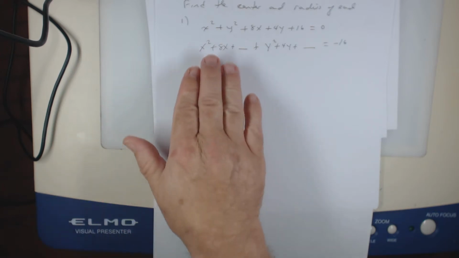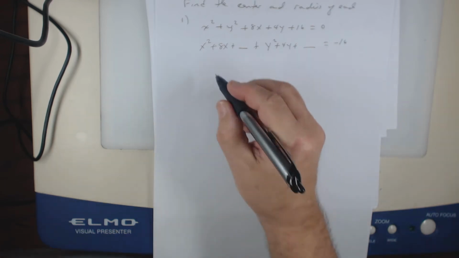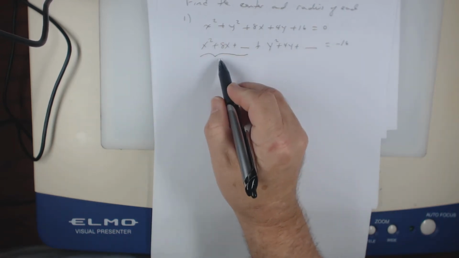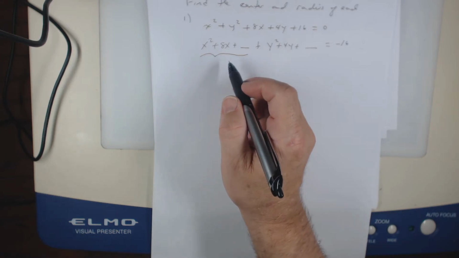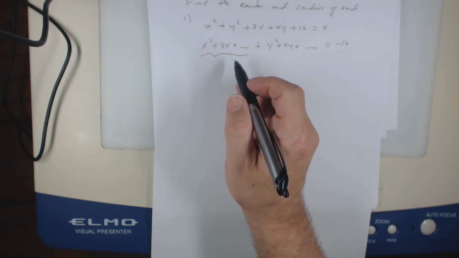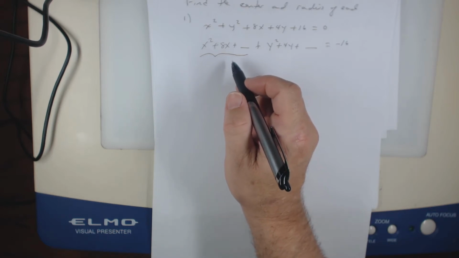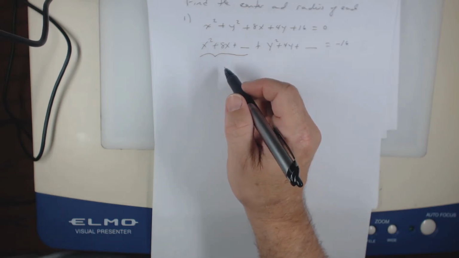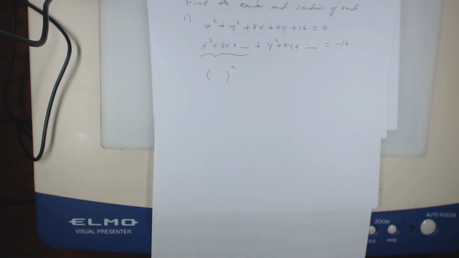So you group the x's together, you group the y's together, and then you bring the constant to the other side. Remember when we complete the square on a quadratic, the whole idea was to make this what kind of trinomial? Do you remember the words? Perfect square trinomial. All right, perfect square trinomial. And remember when you write a perfect square trinomial, that means you can write this as something squared. Remember all that? Yes.